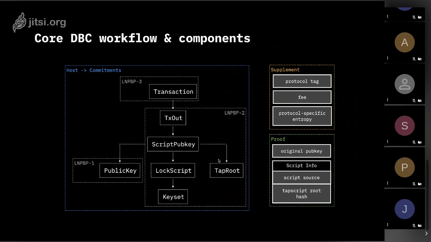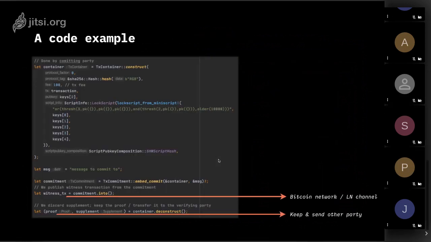And we have the supplements and proofs, which are used together with deterministic Bitcoin commitments. So the last 2 slides, a cool example doing all this stuff. So here we construct a container, transaction container. It's shown at the top level of the transaction.